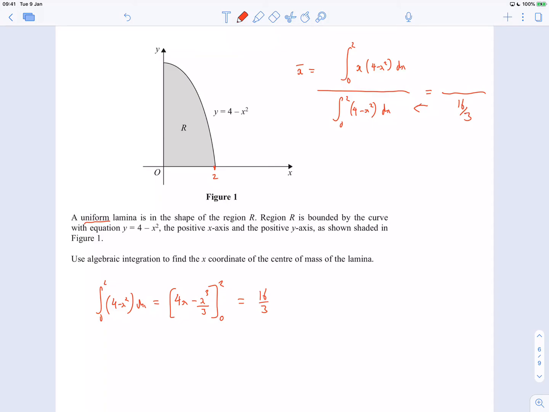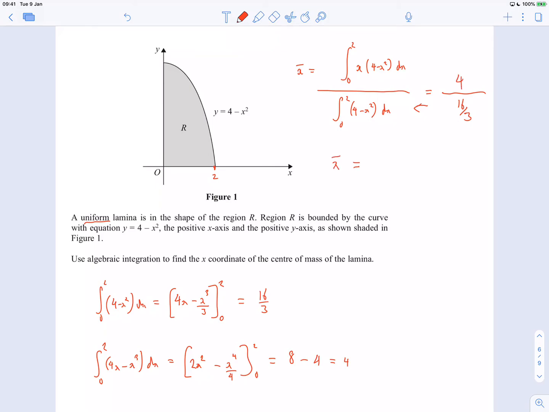Now for the top, I've got the integral between 0 and 2 of x times 4 minus x squared, so that's just 4x minus x cubed dx. And so integrating that, it's just a power rule, 4x will become just 2x squared, then minus x cubed will become minus x to the 4 over 4, evaluated between 0 and 2. When I plug 2 in, I'm going to get 2 lots of 2 squared, which is 2 lots of 4, which is 8, minus 2 to the 4 is 16, but divided by 4 is going to be 4. So I think that's just going to give a 4.